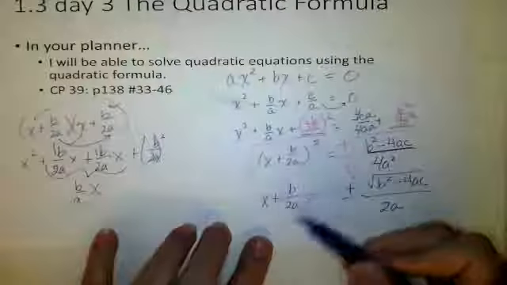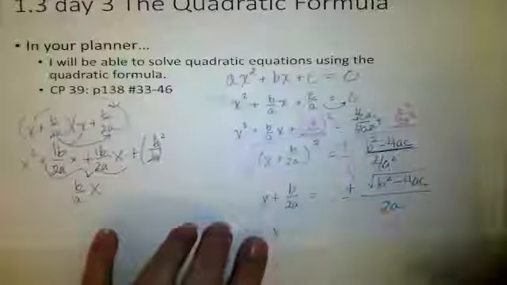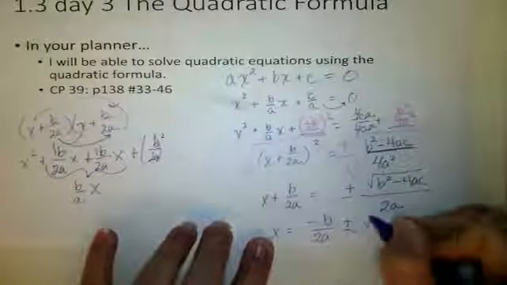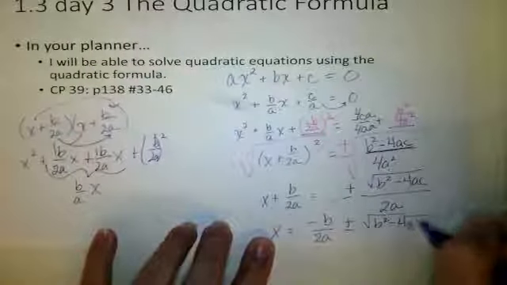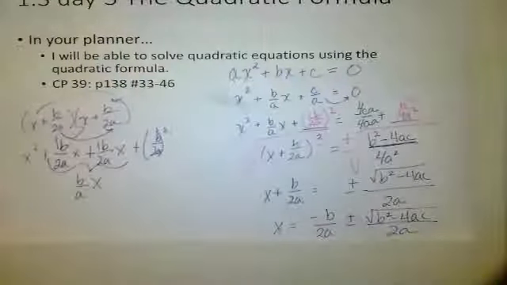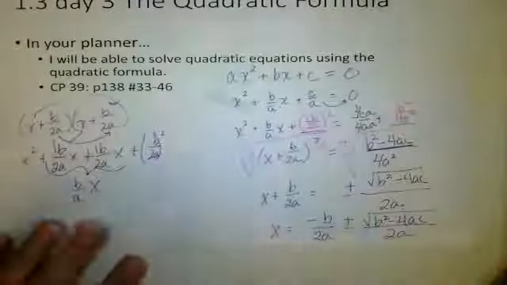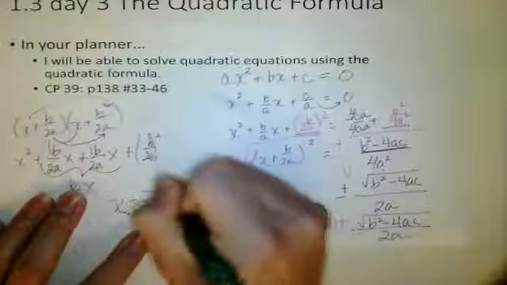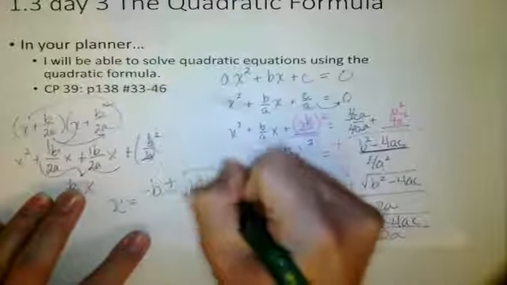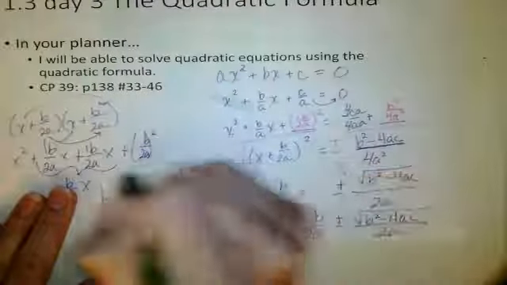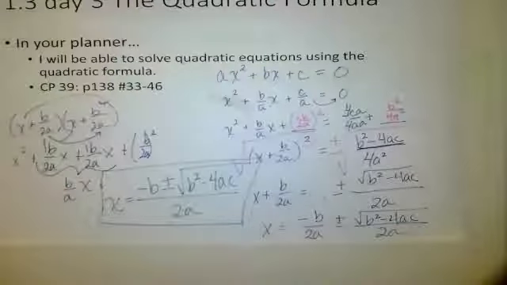And then I'm going to take this and move it over. So x equals the opposite of b over 2a plus or minus the square root of b squared minus 4ac all over 2a. Could I put those under the same denominator? Yeah. There it is, ladies and gentlemen. That is x equals the opposite of b plus or minus the square root of b squared minus 4ac all over 2a. That is your quadratic formula. Isn't that interesting where it came from?